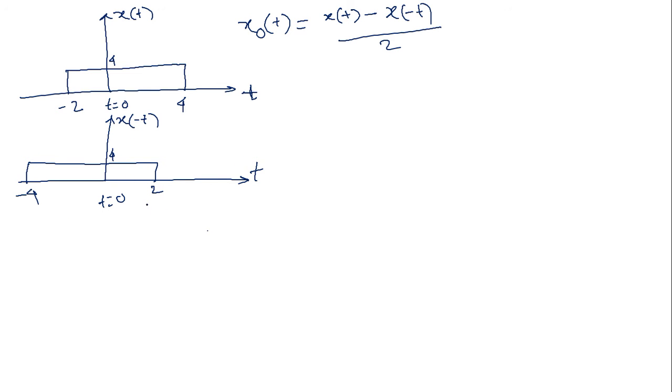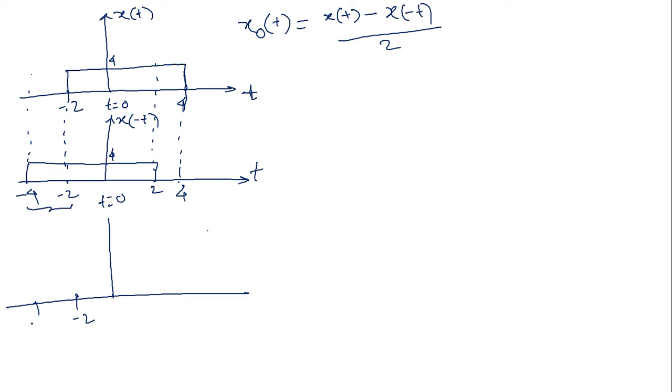So I am subtracting x of minus t from x of t. I am subtracting here from the minus 4 to minus 2 part. If I consider this part first, minus 4 to minus 2, here it is 0, here it is 4. So 0 minus 4, 0 minus 4 divided by 2, that is minus 2.